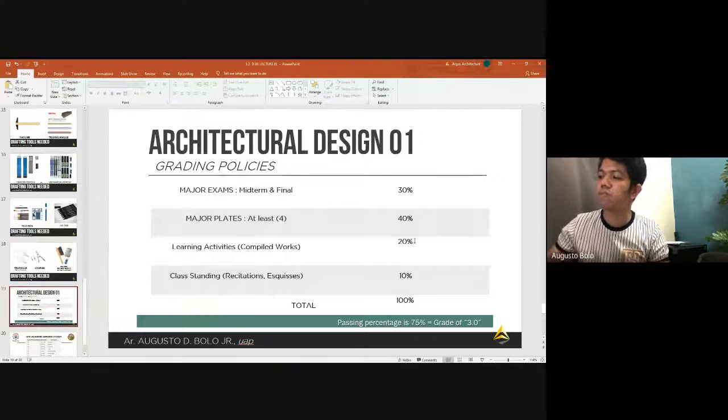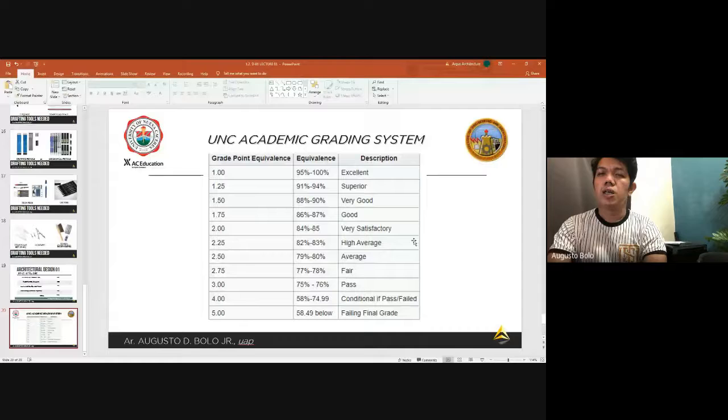Proceed with Design 2. Okay. Of course, we know that we've been templated by the grading system in high school, senior high school. I don't know if some schools have already implemented grade equivalents. But starting from now, the grade point equivalence will be like this.